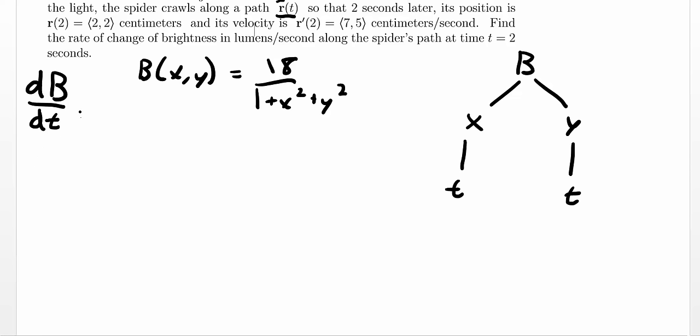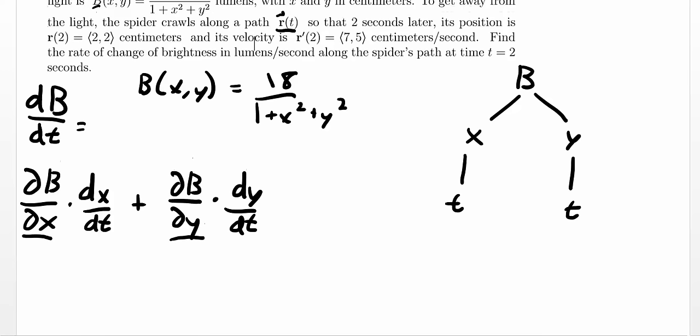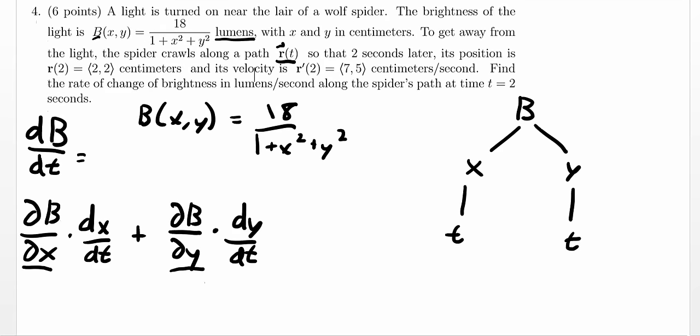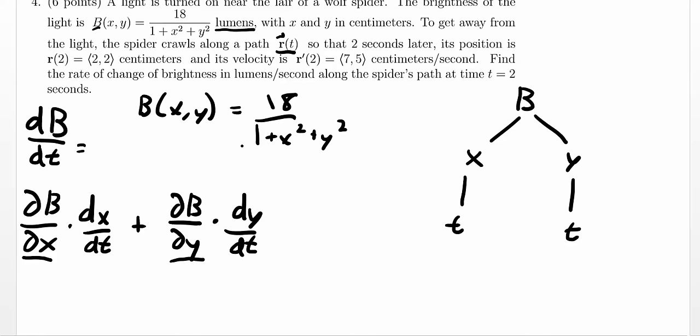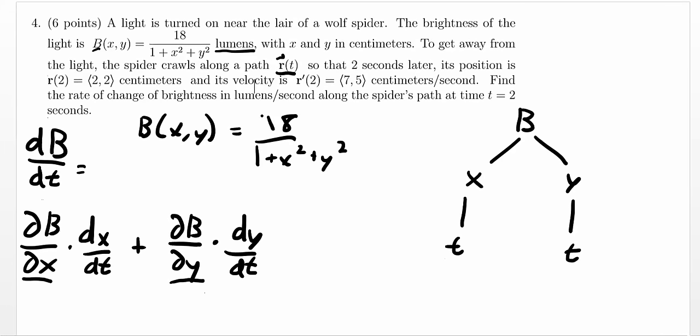So this derivative will be equal to partial b with respect to x times the derivative of x with respect to t, plus the partial of b with respect to y times dy dt. Now, partial b with respect to x and partial b with respect to y we can find from the given equation. Dx dt and dy dt we cannot, because we don't have explicit formulas for x of t and y of t.